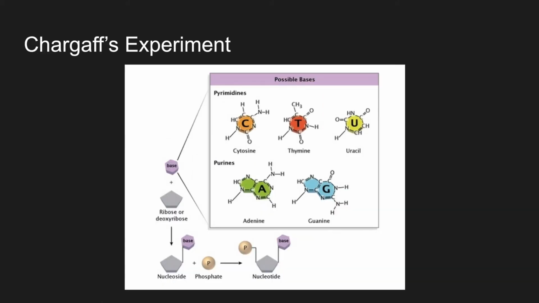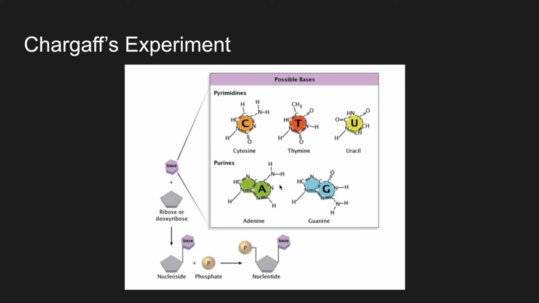So then we have Chargaff's experiment, and Chargaff's experiment was really to identify what structure DNA had. So he found that DNA was made up of deoxyribose, which is our sugar right here, a phosphate group, and a nucleotide base. And we know that our nucleotide bases are cytosine, thymine, uracil, adenine, and guanine. And uracil is unique to RNA, and then these four are found in DNA, right?